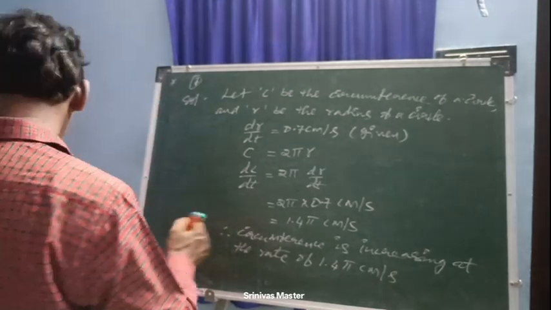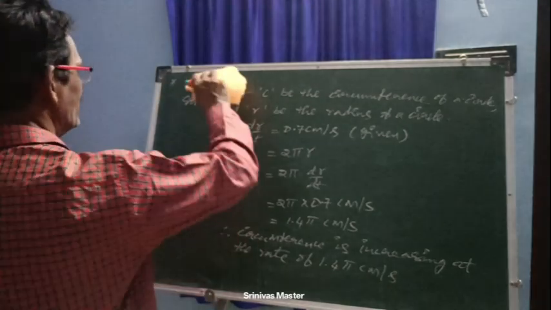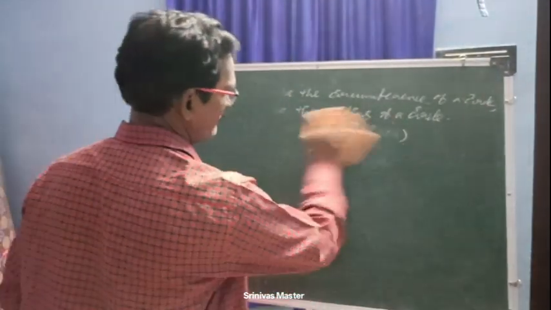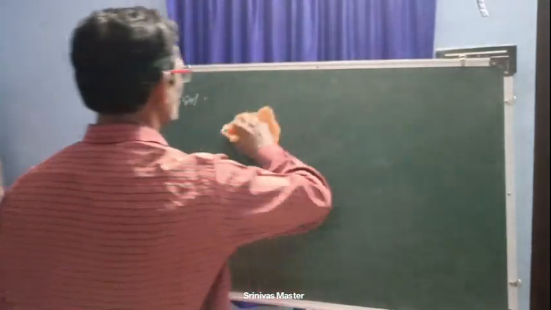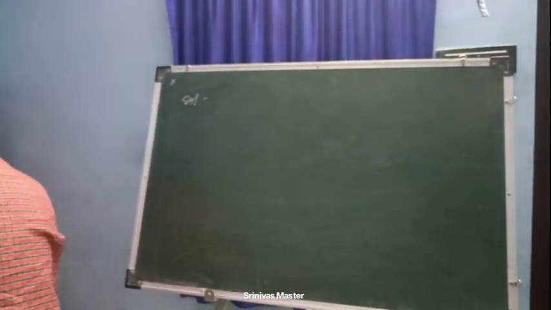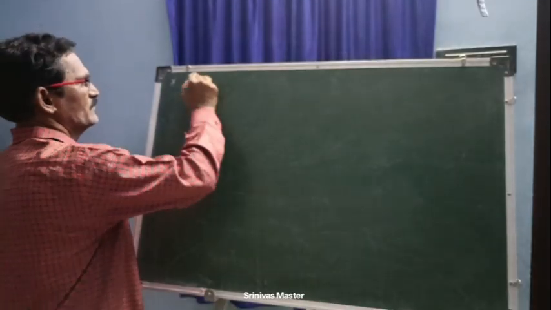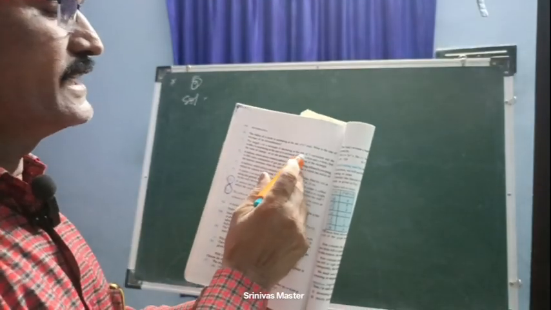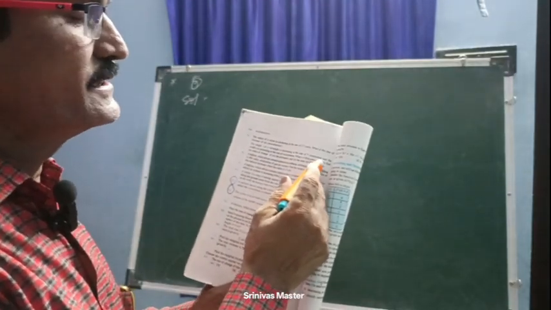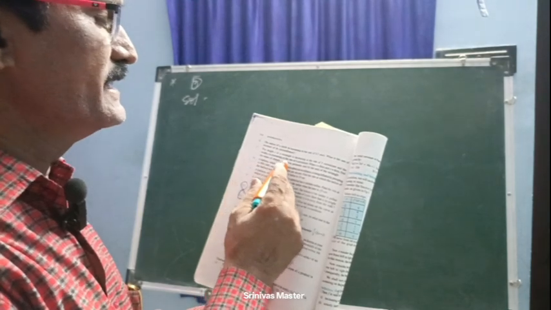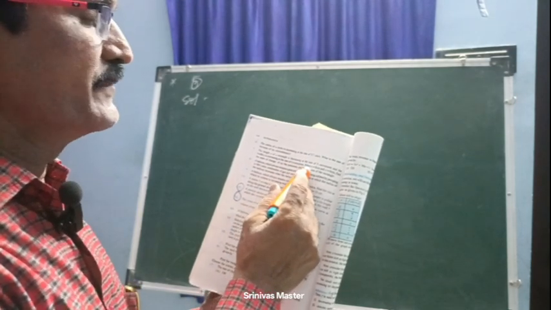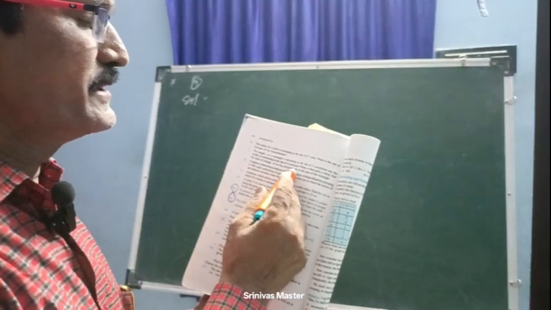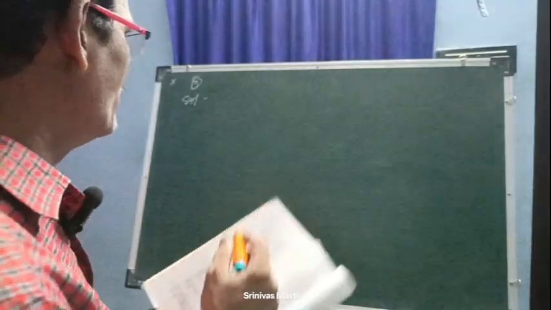Okay children, now the next question. Question number 7, we can see that. What is given? The length x of a rectangle is decreasing at the rate of 5 centimeter per minute, and the width y is increasing at the rate of 4 centimeter per minute. When x equals 8 centimeter and y equals 6 centimeter, find the rates of change of the perimeter and also the area of the rectangle.